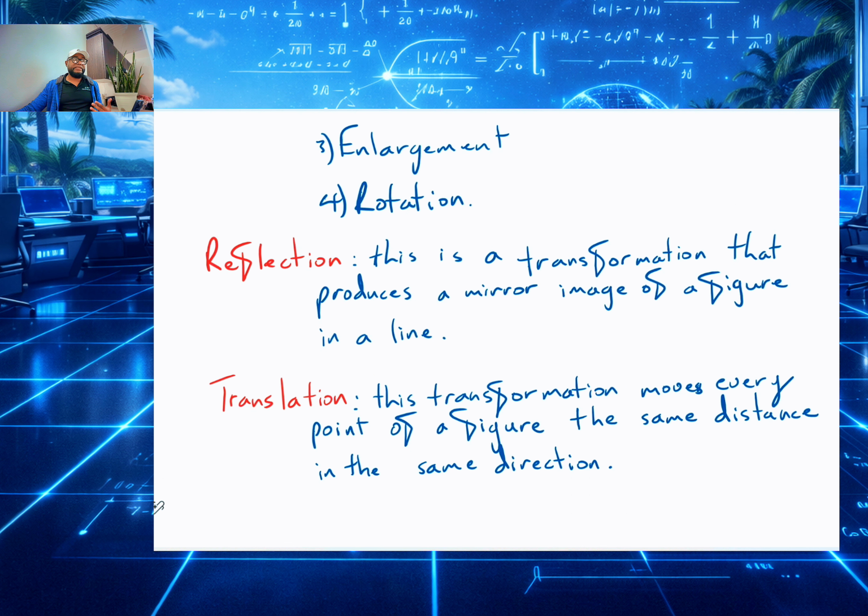So reflection is a transformation that produces a mirror image of a figure in a line. So when you're writing out a reflection, you have to use the word "in." So it's a reflection in the line, whatever it is, right? A translation is a transformation that moves every point of a figure the same distance in the same direction.